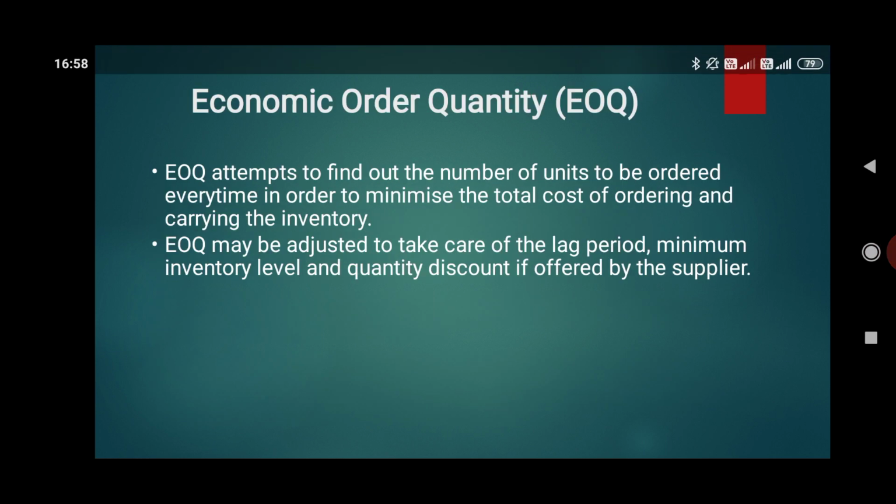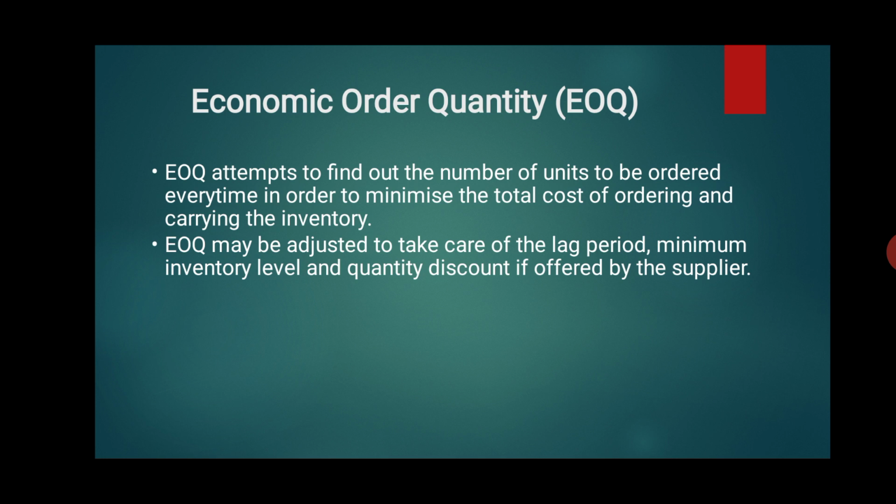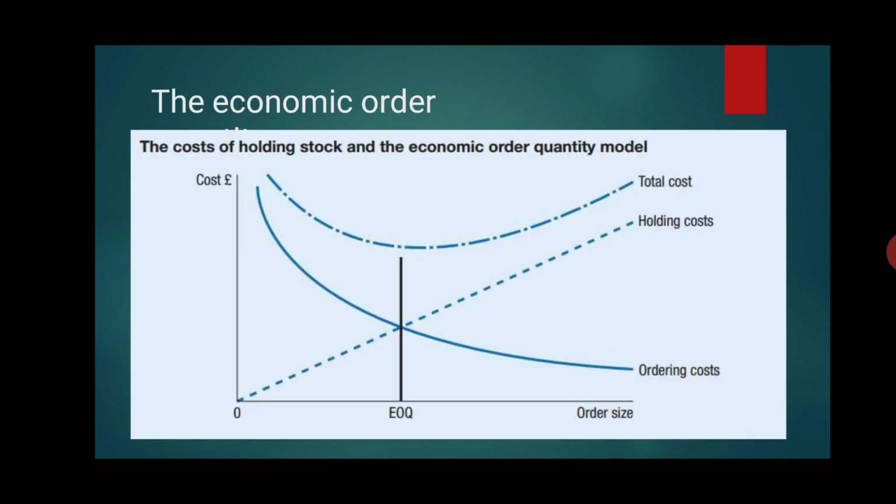The other major technique is the economic order quantity, which is EOQ. This model attempts to find out the number of units to be ordered every time, so that the total cost of inventory is minimized. Whenever we say total cost of inventory, it means total cost equals ordering cost plus carrying cost. So EOQ has to be adjusted to take care of the time lag, minimum inventory level, and the quantity discount if offered by the supplier.